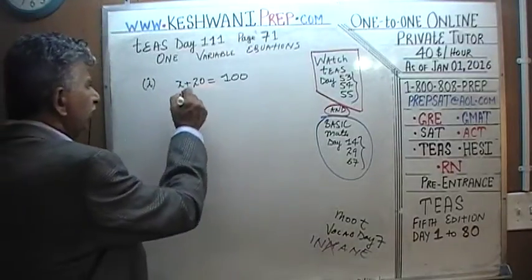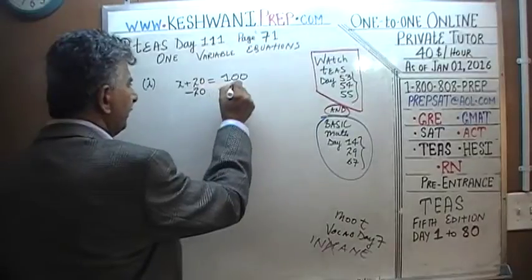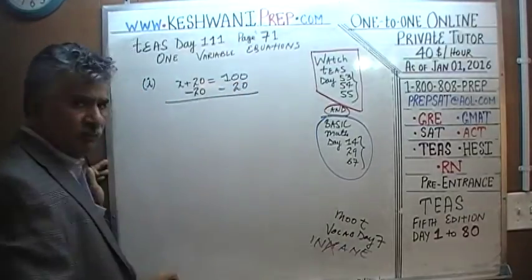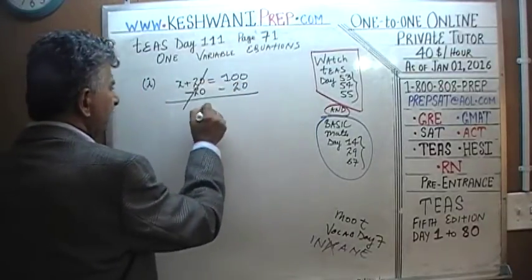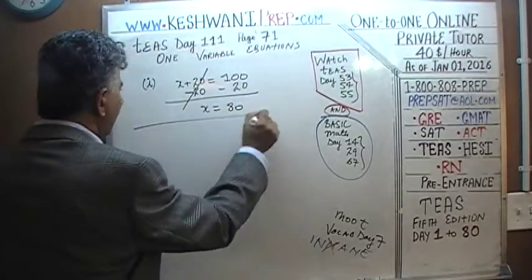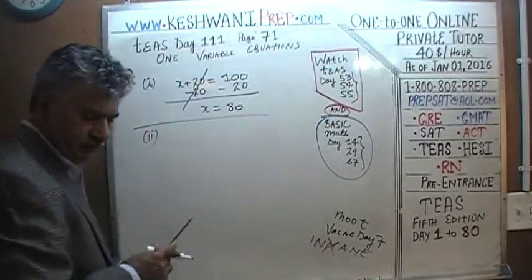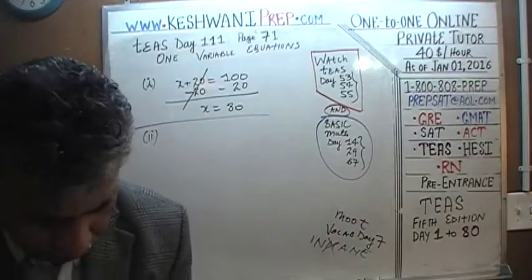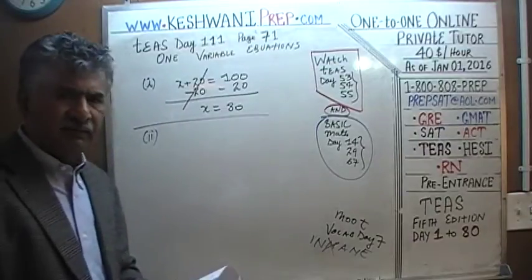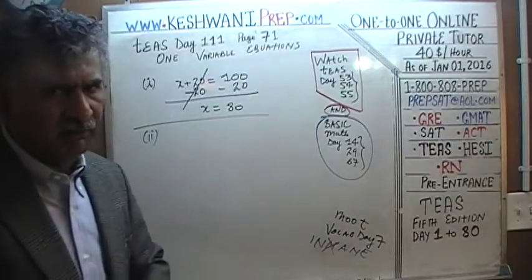If you have to show the work, we'll subtract 20 from both sides of the equation. If we subtract 20 from both sides of the equation, 20 cancels out from here, and of course x is equal to 80. Obviously, what did they expect it to be? As I said, it's too silly. I have not seen example questions this simple in the real exam.